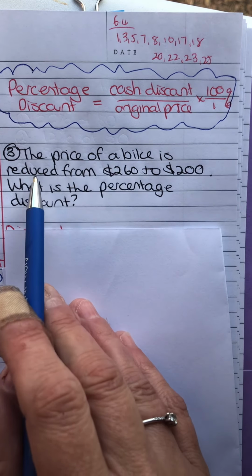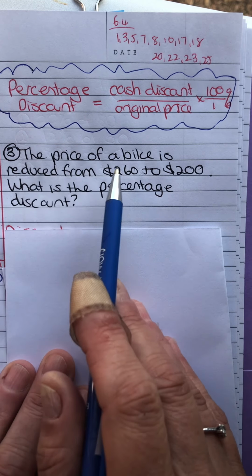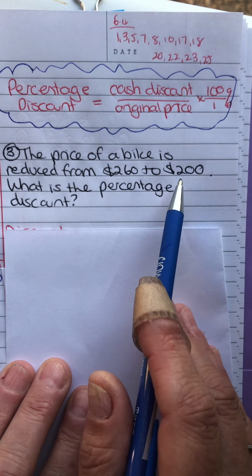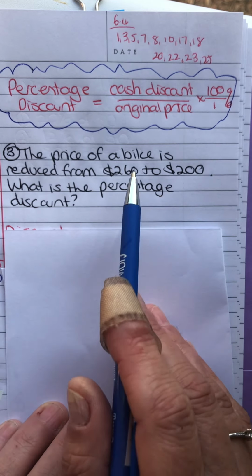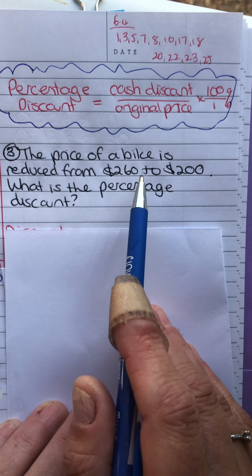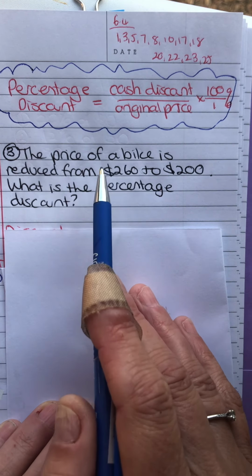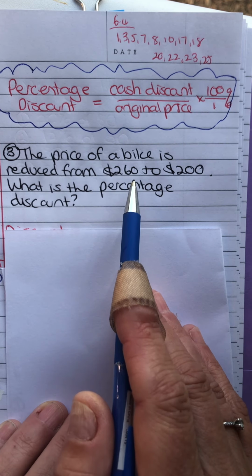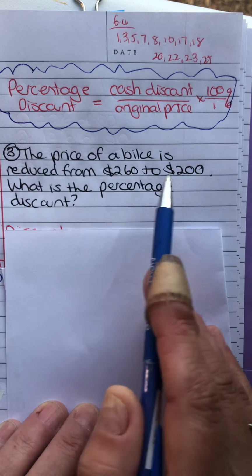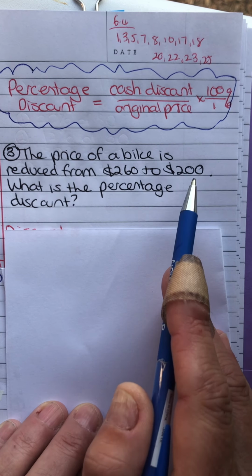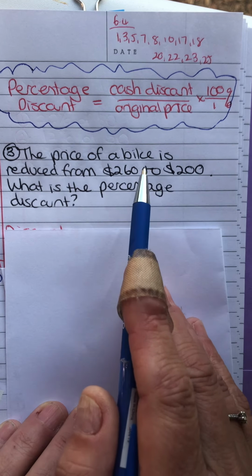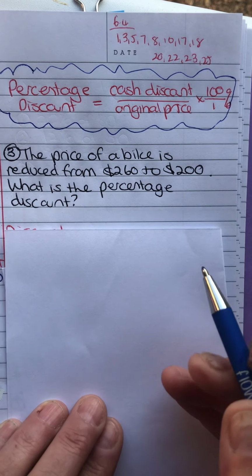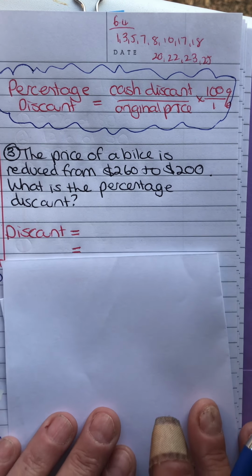The price of a marked bike is reduced from $260 to $200. So the ones before, they were saying what's the percent, if it's 20%, how much is the discount. This is different. You go into a shop and it says $260. It's got a big sign through it saying, but today it's only $200. We want to work out what the percentage discount is this time. So it's a different type of question.